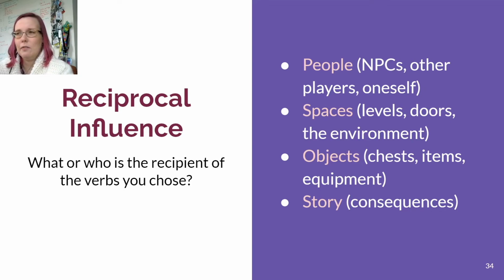This is maybe a little complicated term, reciprocal influence. So what or who is the recipient of the verbs you chose? For each of those verbs that you defined, you can write into your document what that verb affects. So if your verb is fighting, and I'm going to have a shooting mechanic, for example, does that affect an NPC, another player, an enemy, oneself?